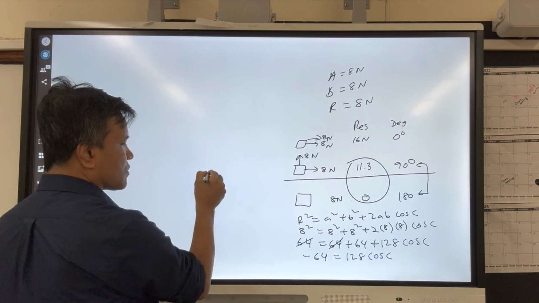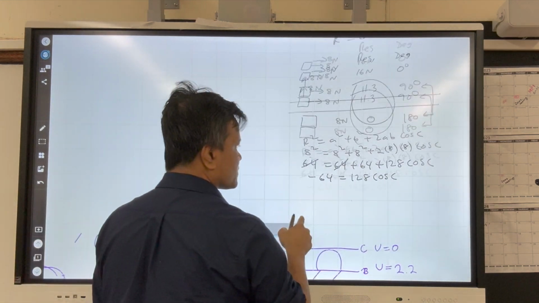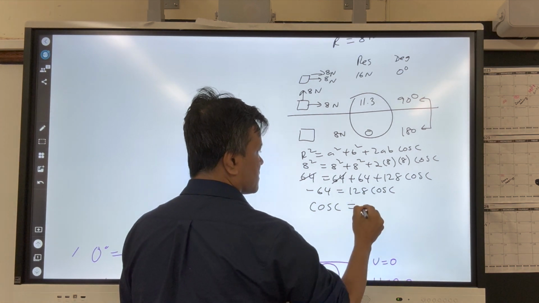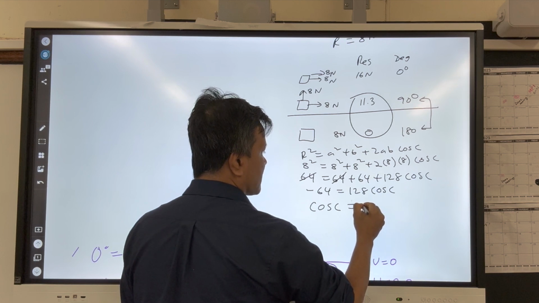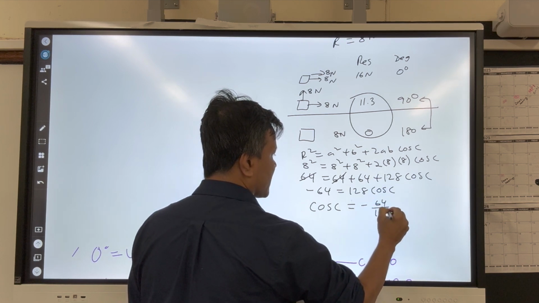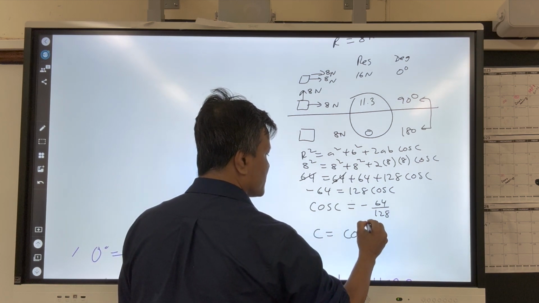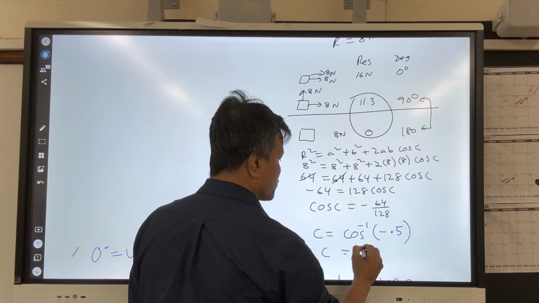So then you have cosine C. Cosine C is what? Negative 64 over 128. So you have C is equal to cosine inverse negative 0.5. So C is 120 degrees.